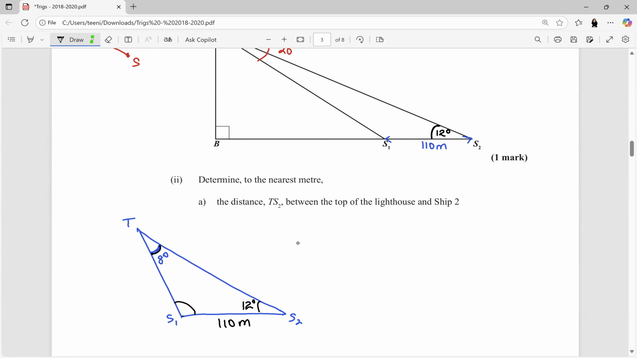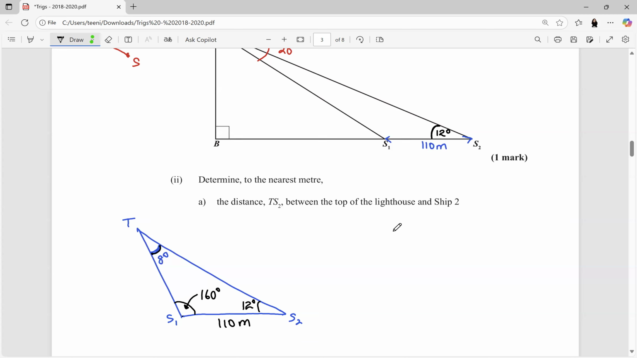Because the other side of S1 is 20 degrees, and a straight line is 180, so 180 minus 20 is 160. No, that's not quite the reason. The reason is that these are the three angles in a triangle, and angles in a triangle add up to 180 degrees. So this angle here would be 180 take away 20, which would be 160 degrees.